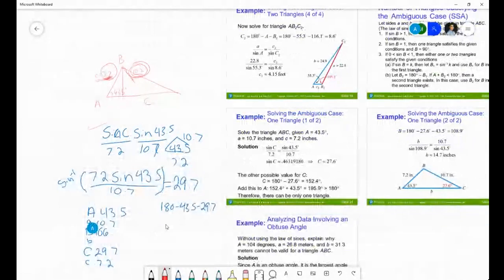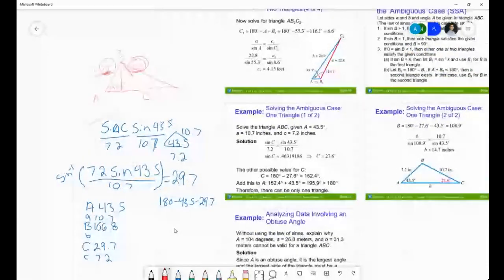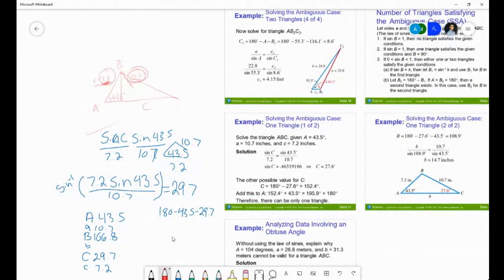Awesome. Good job. Am I on the right direction to solve for sine C? If I put sine C over 7.2 equals sine A, 43.5, over 10.7. Say it one more time. Sine C over 7.2 is equal to sine A, 43.5, over 10.7. Yeah. So you have over 7.2, right?